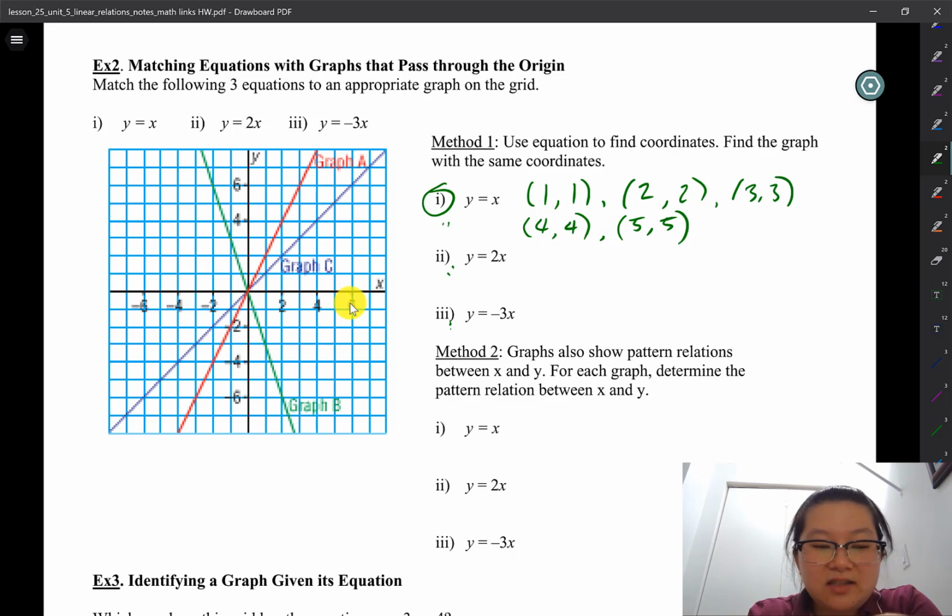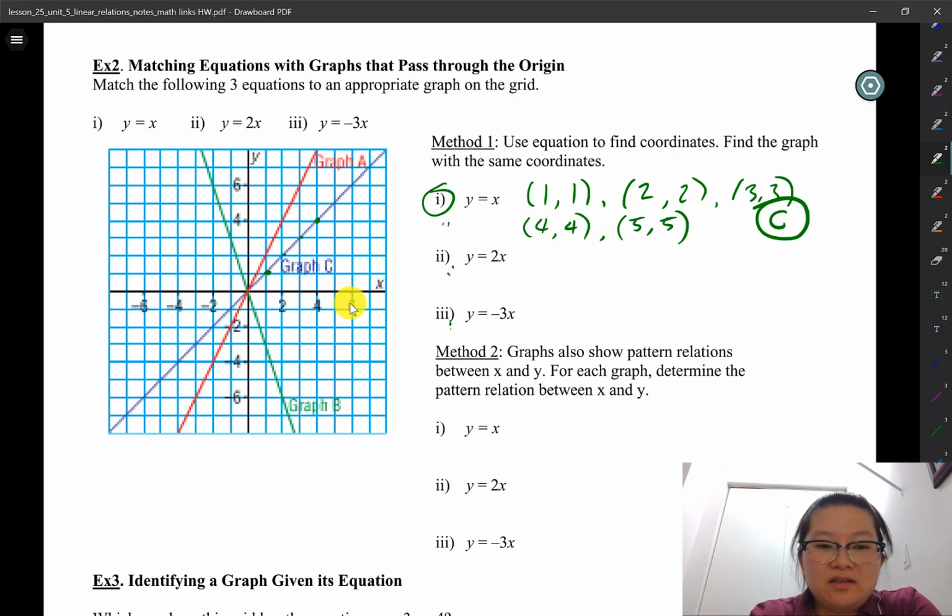Let's take a look at the graph and which one represents this one the most. So let's take a look at 1. If I have an x value of 1, I should get a y value of 1 as well. So it looks like it's graph C, but let's confirm again. If I have x is equal to 2, my y is 2. Then it's 3, and y is 3. If I have 4, then my y is also 4. It goes up by this constant rate. So we know that the first one is graph C.